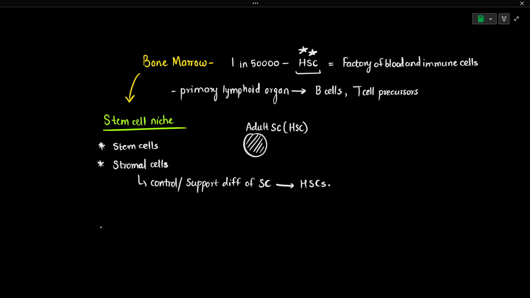So a network of stromal cells is found in the stem cell niches which are present in the bone marrow, and this particular network of stromal cells secretes soluble proteins, and it also expresses some membrane-bound proteins. The stromal cells have the job to create that nice microenvironment for the stem cells to thrive.